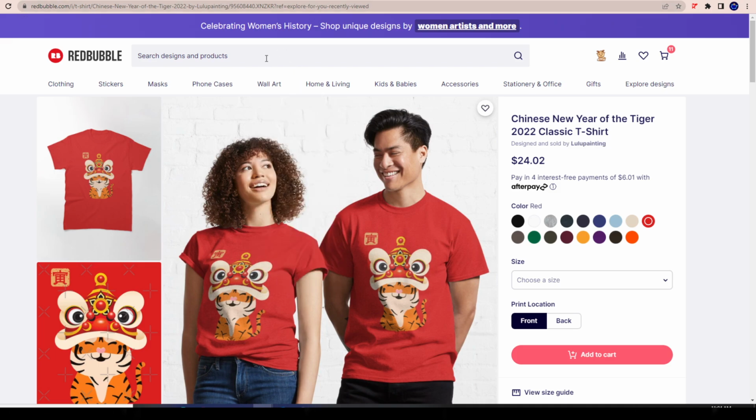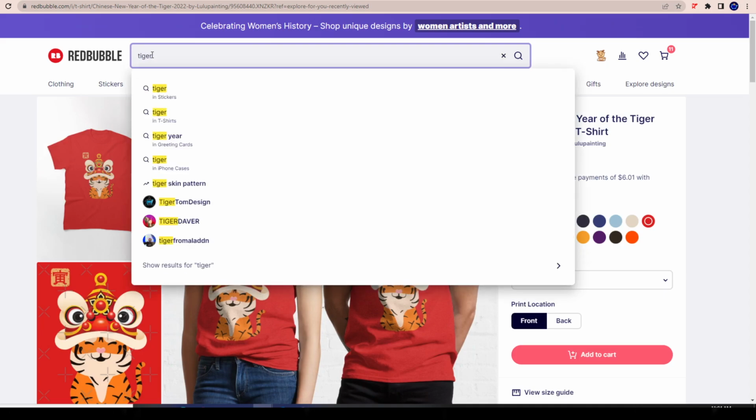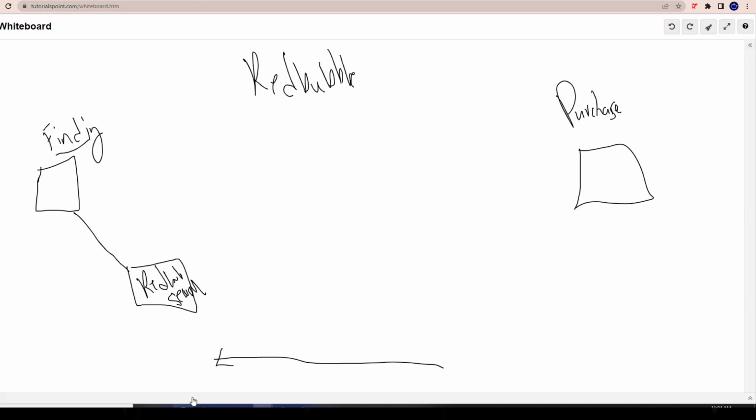Well, sometimes they're going to perform a search. So let's just go ahead and perform a search here, and let's type in the word tiger, okay? So they might perform a search. And based on that search, there's a few things that will happen, okay? The first thing that will come up is we have an algorithm, right? We have an algorithm, and this algorithm chooses what products are shown.